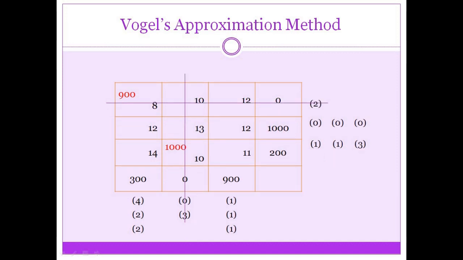Again, we need to repeat this process. By determining the penalty, the maximum is found to be 3, which represents the third source, and the least cost in the third row is 11, belonging to the cell (3,3). So we are allocating the minimum of 200 and 900, that is 200, to the cell (3,3). After that, we need to modify the corresponding demand and supply. Since the supply from source 3 becomes 0 now, we may strike out the third row.